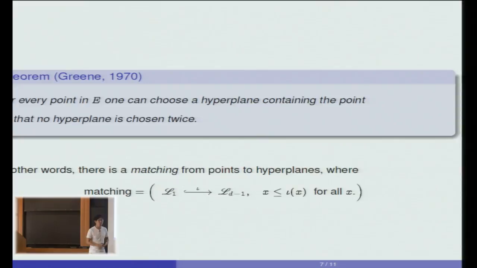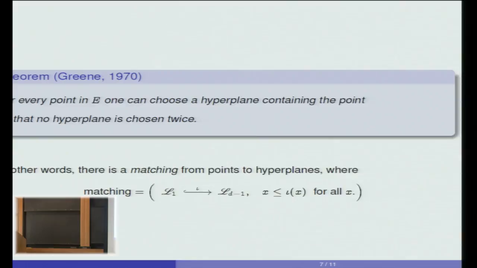The previous theorem asserts that one number is larger than the other number, and these numbers are cardinalities of some sets. And there is only one reason why this is true: there is an injection from one set to the other. But it's not an arbitrary injection. Of course, the injection should come naturally from the given structure, meaning that if you write L1 for the set of points, and L to the d minus 1 for the set of hyperplanes determined by those points, there must be an injection going from one set to the other, which respects the incidences.